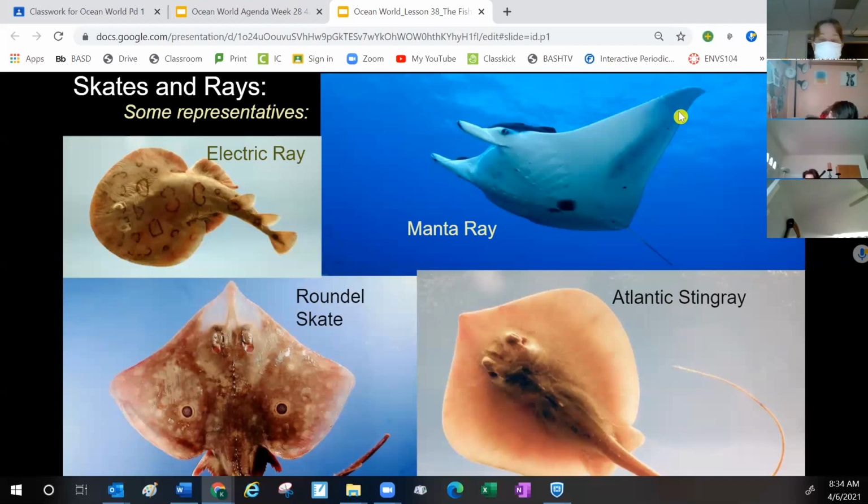If you ever get a chance to go to Stingray City, which is, I forget which island it's at, somewhere in the Caribbean, these are incredible. You can get in the water with them and they'll just swim right up to you. Pretty awesome creatures.